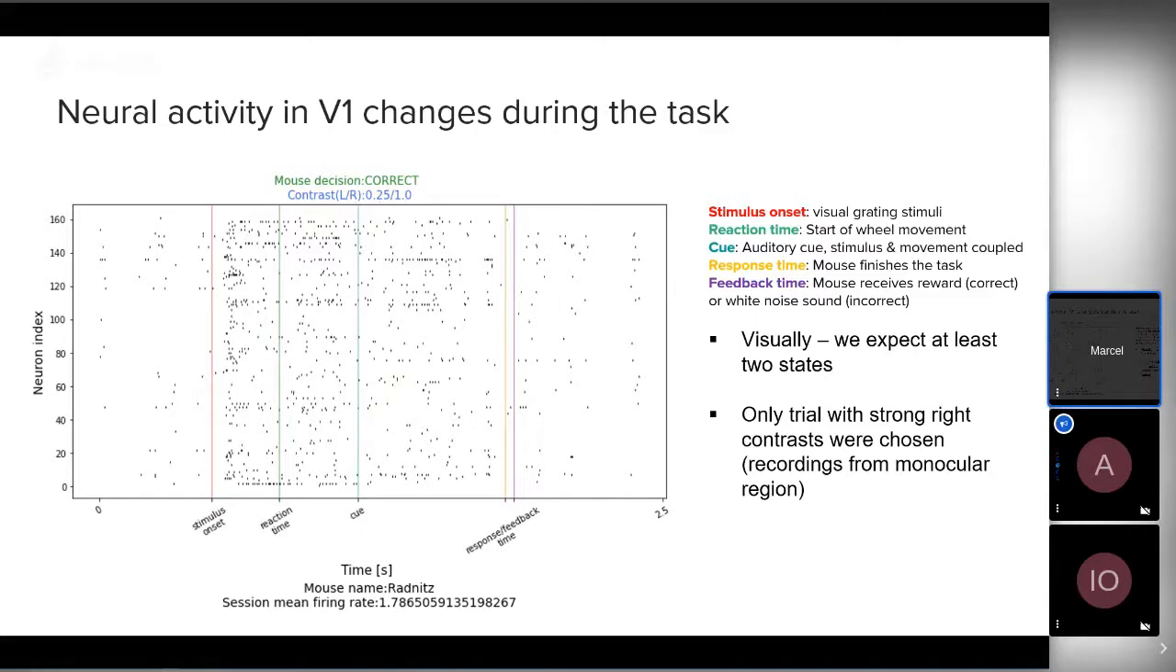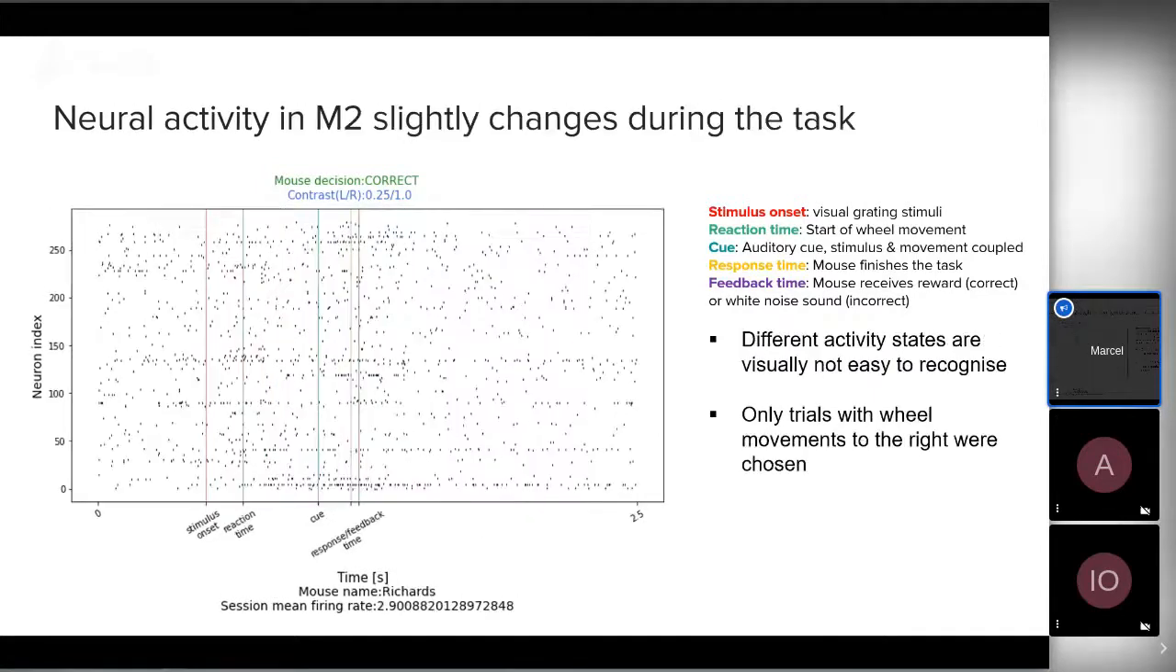In these neural recordings, you can see the behavioral time points starting from the stimulus onset to the feedback time. The first neural recording from V1 clearly shows at least two states, before stimulus onset and after. We also made the observation that these neurons were recorded from a monocular region as they respond only to right stimuli. In a neural recording from M2, the correlations to behavioral tasks are not as distinctive, but when looked at carefully, higher firing rates can be seen in some parts.